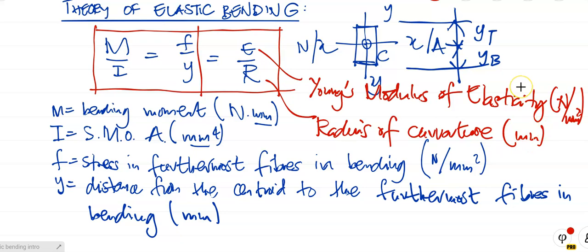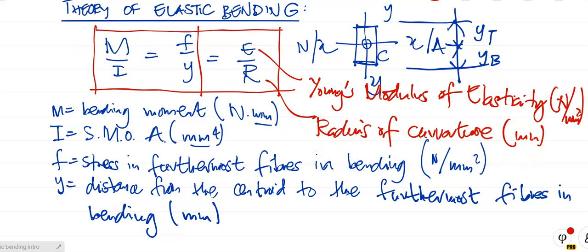Okay, so people, that's the full formula for the theory of elastic bending in symbol terms. M is the moment of resistance, Newton millimeters or Newton meters or kilonewton meters. I is the second moment of area, millimeters to the fourth. F is the stress in the furthermost fibers in bending in newtons per millimeter squared, and Y is the distance from the centroid of the element to the furthermost fibers in bending, Y top, Y bottom, and it's a distance, millimeters. E is Young's modulus of elasticity in newtons per millimeter squared. We get it from the table. We normally know that because it's set by the manufacturer. And R is the radius of curvature in millimeters because it's the distance.